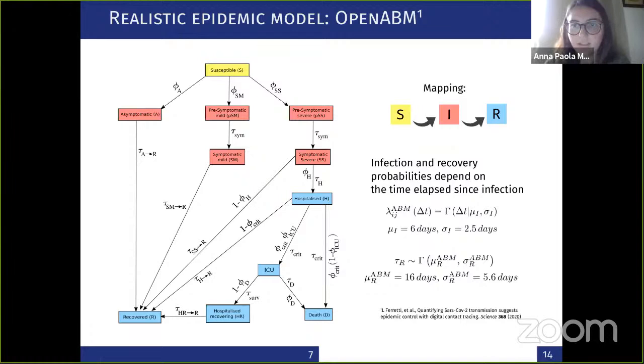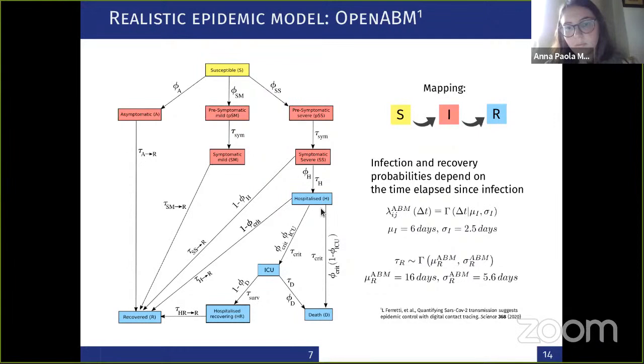So our idea was to first map every one of the 11 states into one of the three possible states of the SIR. The color here shows the mapping. In addition, we have modified the probability of infection and the probability of recovery, fitting basically the probability of infection and the probability of recovering of this complicated model.